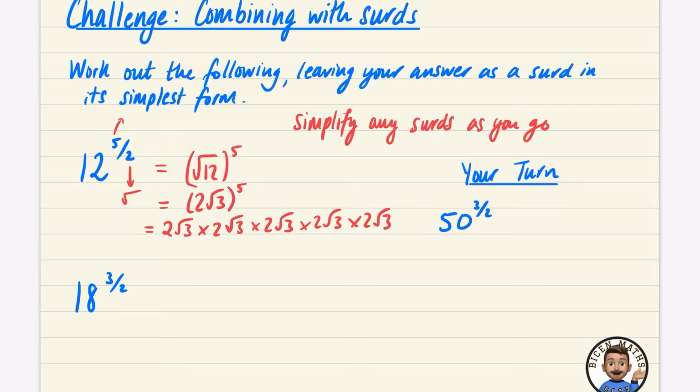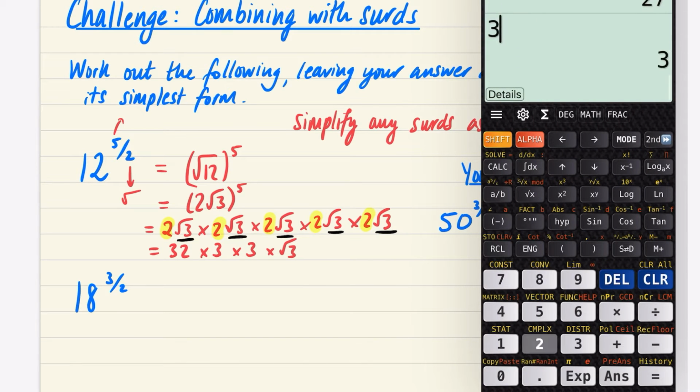Because it's the power of 5, we're going to have 2 to the power of 5, and 2 to the power of 5 is 32. And then we want to think of what's happening here. This root 3 and this root 3 multiply to a 3. We've got another two things multiplying together, which is going to be another 3. And then we've got one final root 3 at the end, which has to stay as a surd. So all we need to do is 32 times 3 times 3 times root 3. I'm going to be a bit lazy and do 32 times 3 times 3, so it's 288 root 3. That is our answer as a simplified surd.